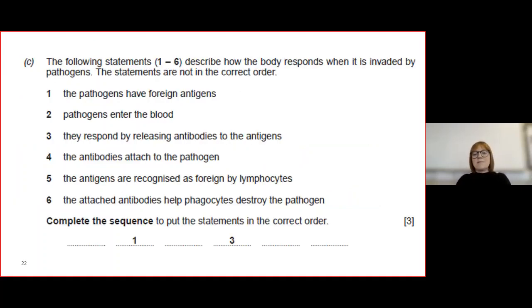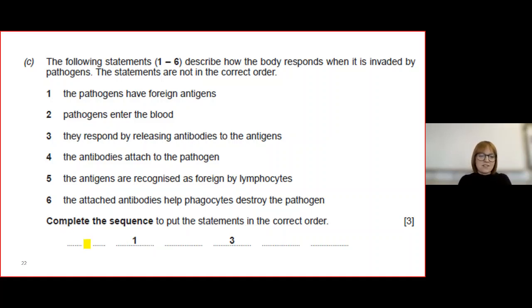Okay, here's an example of a foundation tier question. It says the following statements describe how the body responds when it is invaded by pathogens. The statements are not in the correct order. So number 1 is the pathogens have foreign antigens. Step 2, pathogens enter the blood. Step 3, they respond by releasing antibodies to the antigens. 4, the antibodies attach to the pathogen. 5, the antigens are recognised as foreign by lymphocytes, and 6, the attached antibodies help phagocytes destroy the pathogen. 3-mark question, 2 of the steps are already done for you. Have a little think now, in what order would you place these statements?